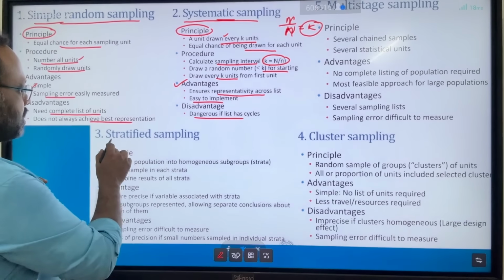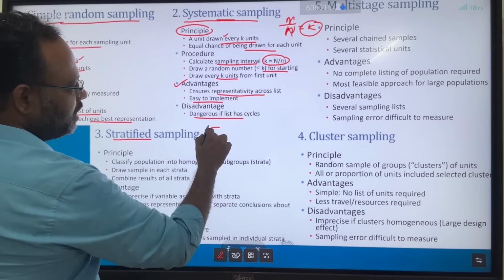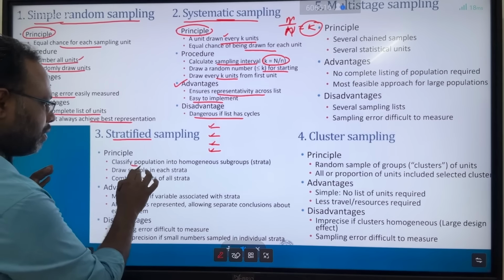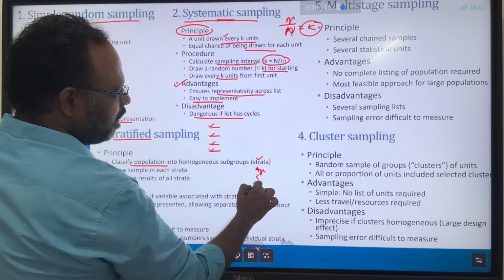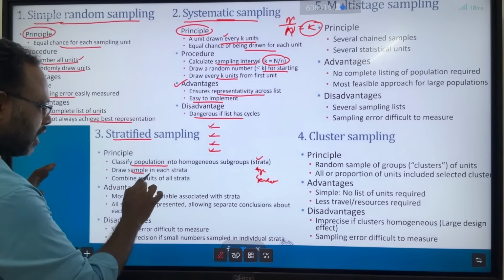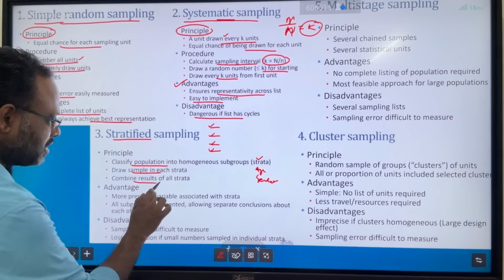Then we have stratified sampling. As the name indicates, we divide the population into different strata. Under the strata, we select a particular number of people. The principle is to classify the population into homogeneous subgroups called strata based on age, gender, or other socioeconomic status. We draw a sample from each stratum so that representativeness is ensured. Then we combine the results of all strata.